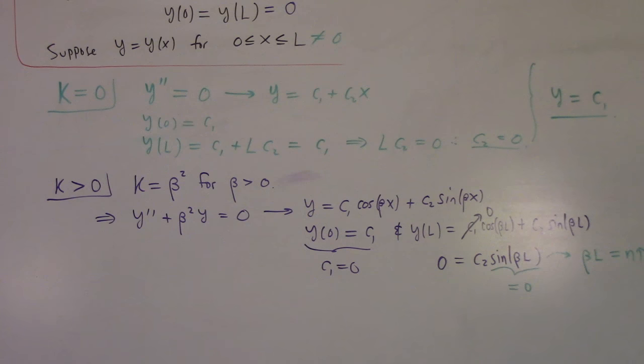But so there it is, and that tells us that beta is equal to n pi over L, and hence the k, right? K is equal to what? Well, k is equal to beta squared, right? So n squared pi squared over L squared, right? So it turns out, all right, we're not sure yet if that's the end of the story. It turns out it is.